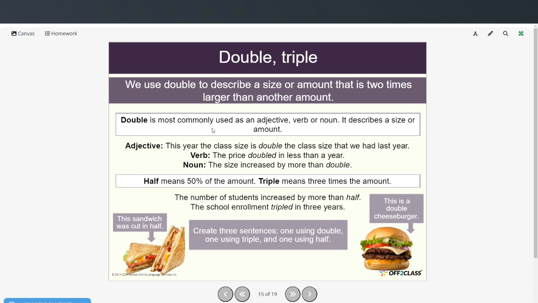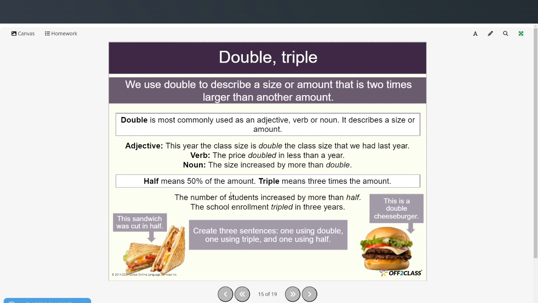And double and triple. We use double to describe the size or amount that is 2 times larger than another amount. Double is most commonly used as an adjective, verb, or noun. It describes a size or amount. So as an adjective, we would say this year the class size is double the class size that we had last year. As a verb, the price doubled in less than a year. And as a noun, the size increased by more than double.